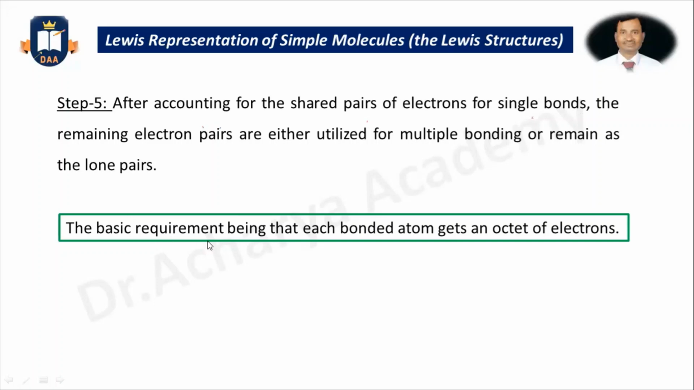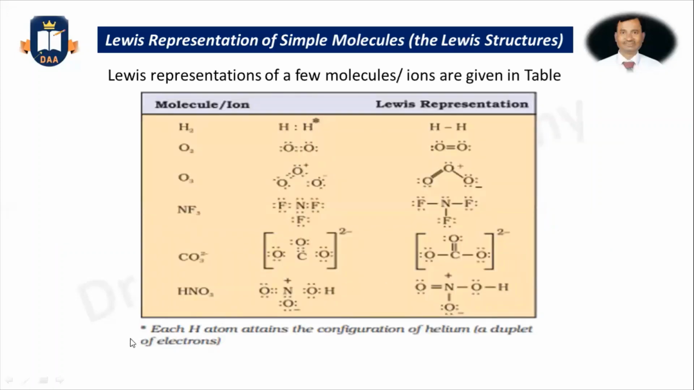So the basic requirement is that each bonded atom gets an octet of electrons, except for hydrogen. Each hydrogen atom attains the configuration of helium, that means a duplet of electrons. Other atoms will get the octet of electrons. So here are some examples regarding the Lewis representation for some molecules.